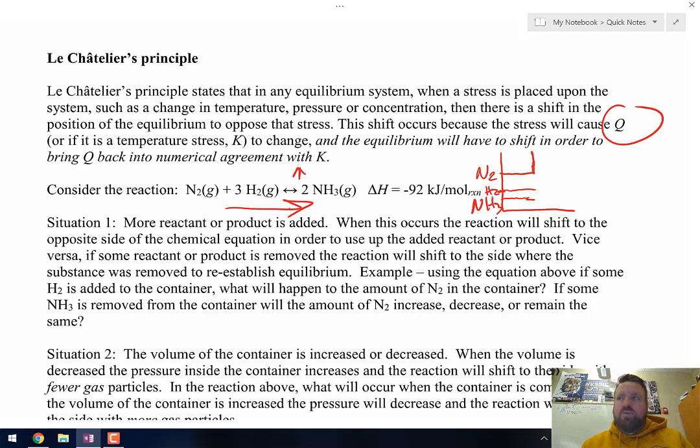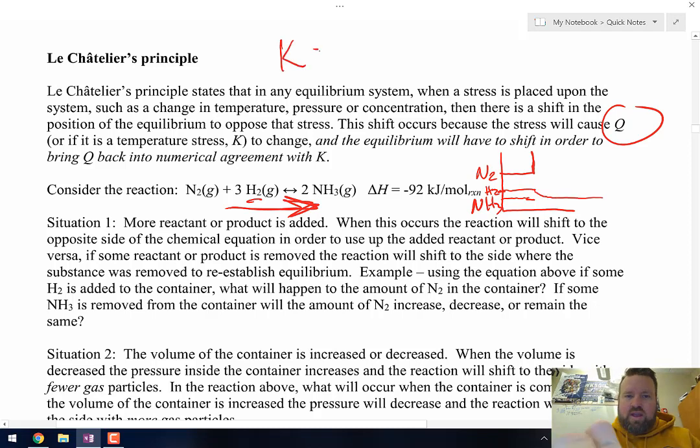Well, how is that possible when all of a sudden, you've added a whole bunch of nitrogen? Doesn't that make the Keq value change? Well, let's look at it. The value of nitrogen, we know that as the reaction shifts to the right, that the hydrogen value is going to go down.